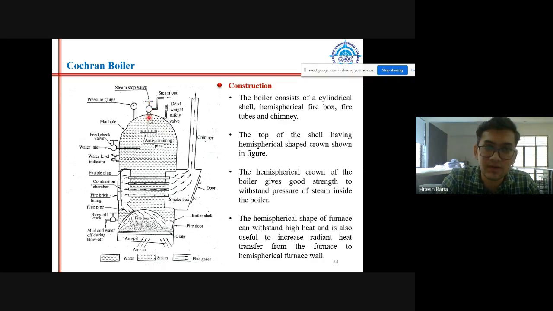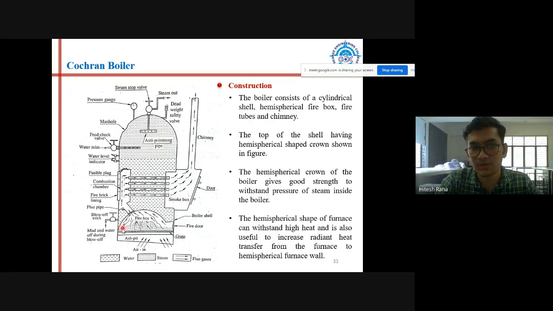And this steam stop valve is joined with an anti-priming pipe. Now an anti-priming pipe is basically a pipe which separates the moisture content from this steam. यहाँ पे जो भी steam generate हो रही होगी वो wet steam होगी. So to separate the moisture content and dry particles, the anti-priming pipe is used. So it will supply only dry particles out of the boiler. So these are the components and their arrangement, or you can say the construction of the Cochran boiler.